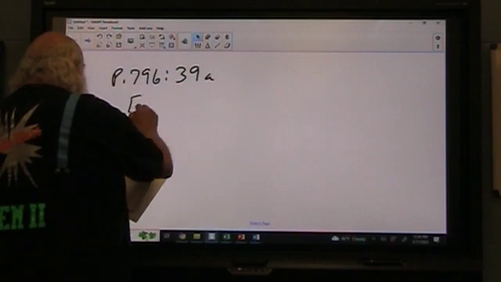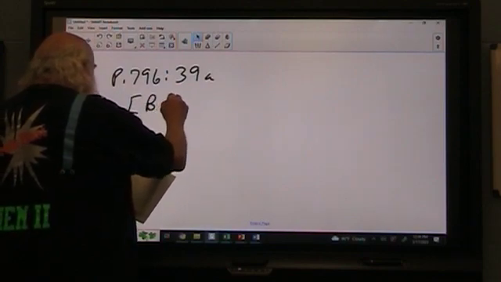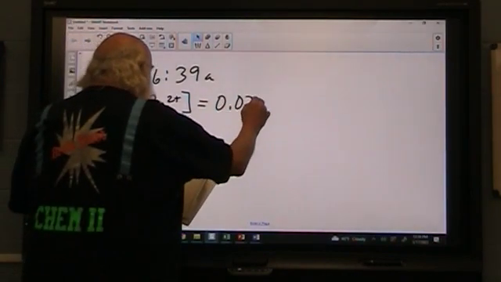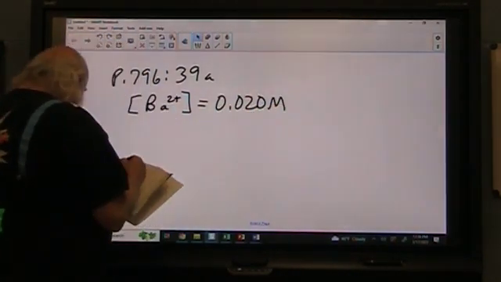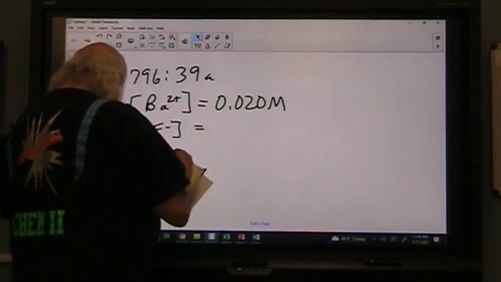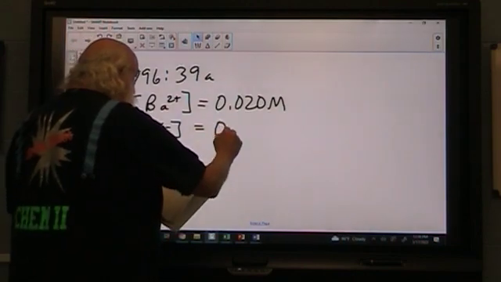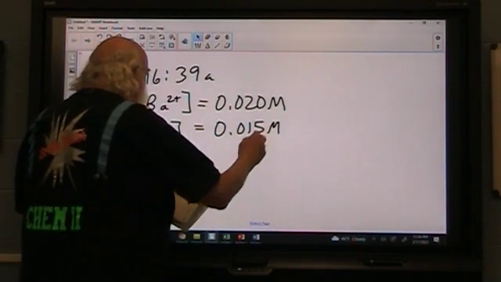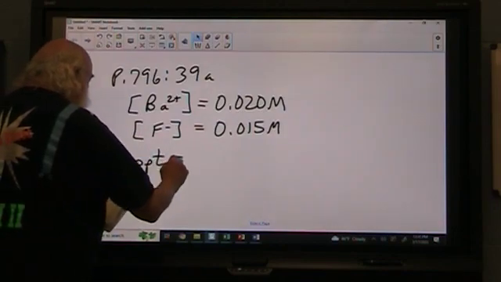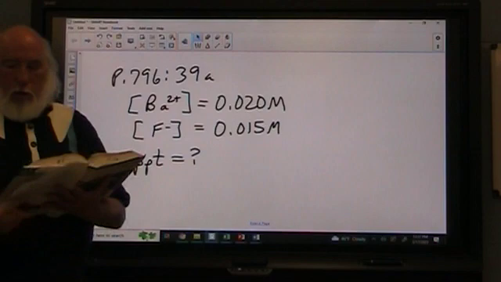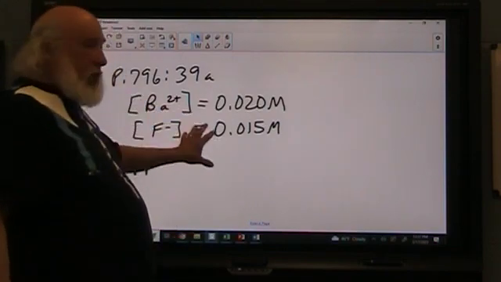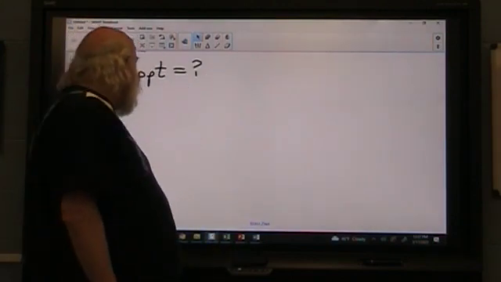So we have the concentration of barium, 2 positive, which is 0.020 mole per liter. And we're given the concentration of fluoride ions as 0.15 moles per liter. And the question here is, will there be a precipitate? Yes or no? In order to do that, we have to identify the compound that's being created by the addition of these two together. So let's take a look at that, shall we?